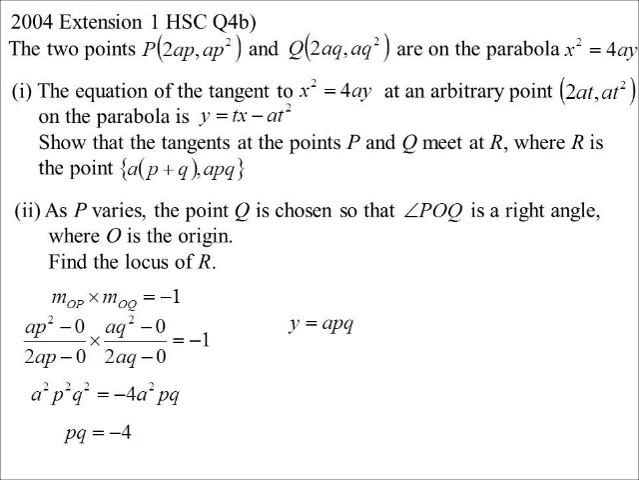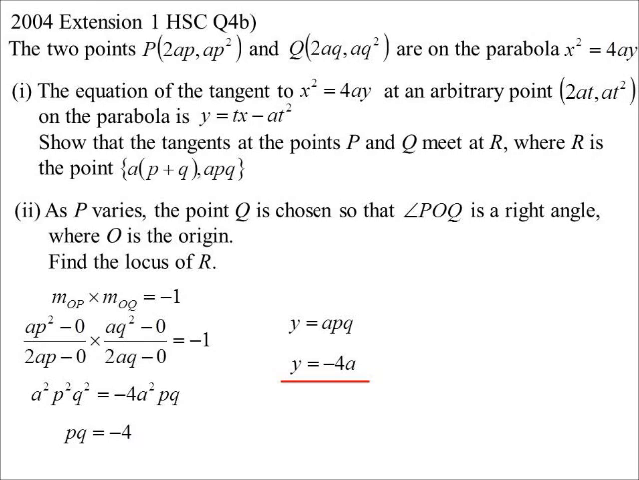Alright, I now know pq is -4. R is the point (a(p plus q), apq). But I notice I can get rid of it straight away just looking at the y value. I don't need the x value for this question. Because as soon as I say pq is -4, I've eliminated a parameter from the y value. Brilliant. There's my answer. y equals -4a.